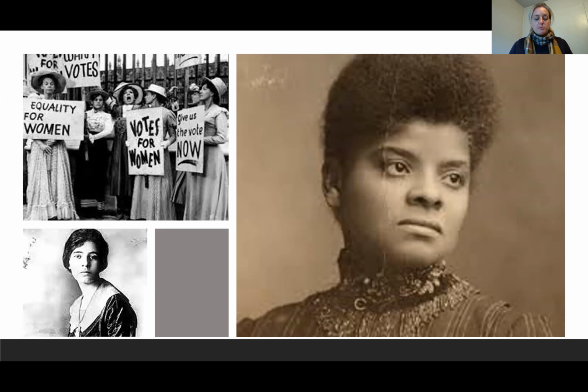Upton Sinclair's publication of The Jungle. The publication of The Jungle would inspire President Theodore Roosevelt to push for legislation that would provide for the health of the American consumer. Roosevelt would sign the Food and Drug Act into law in 1906. He would also sign the Meat Inspection Act into law in 1906.